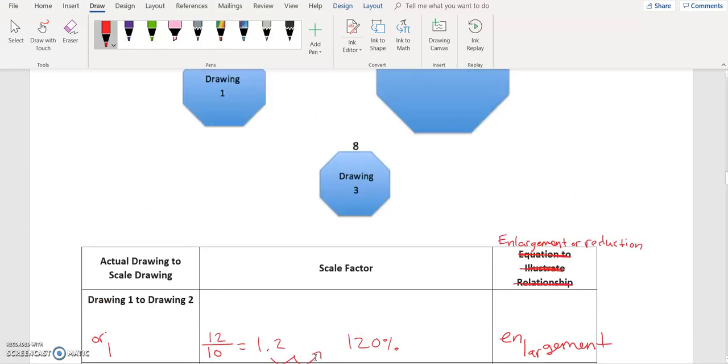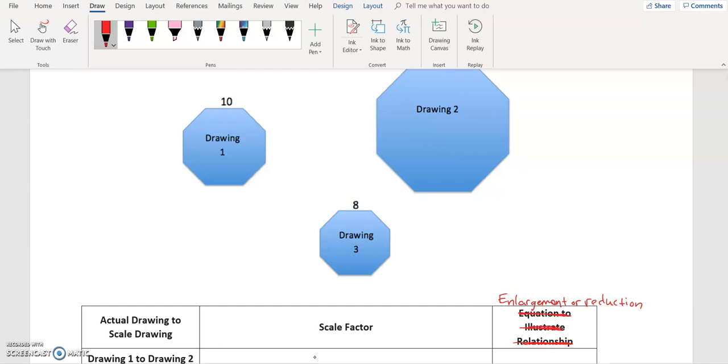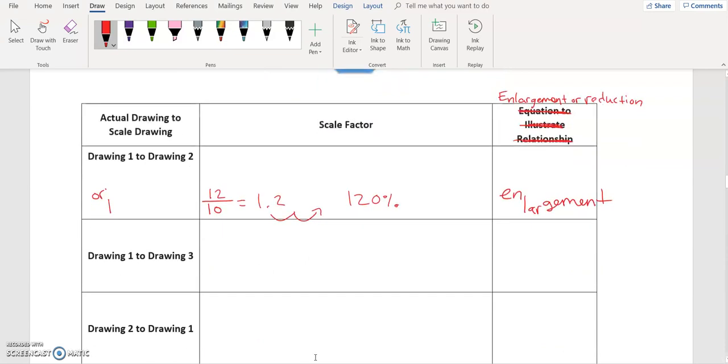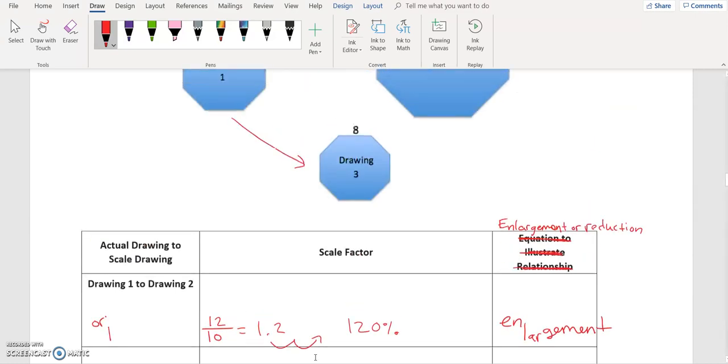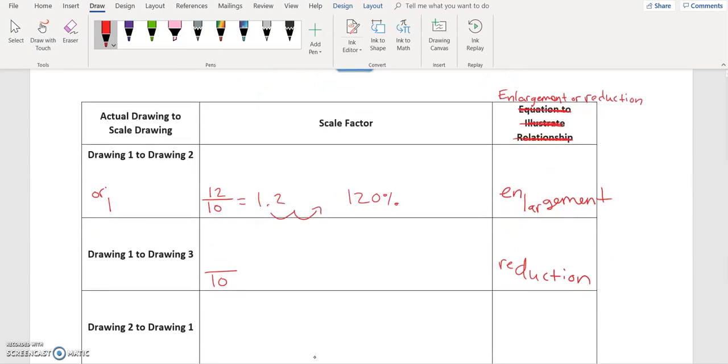Drawing 1, 2, 3. So going from this one to this one now. That is getting smaller, so that's going to be a reduction. Okay, so drawing 1 again is our denominator, and drawing 3 is our numerator. So 8 divided by 10, 8 tenths. 8 is in the tenths place. Move the decimal 2 places to the right and it is considered 80%.